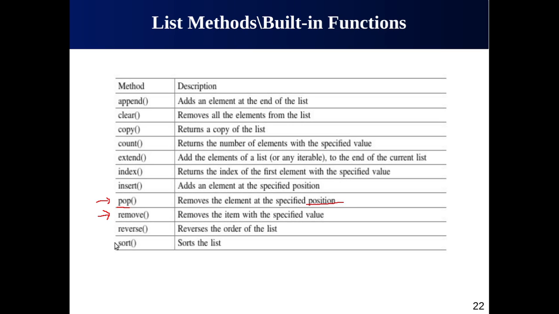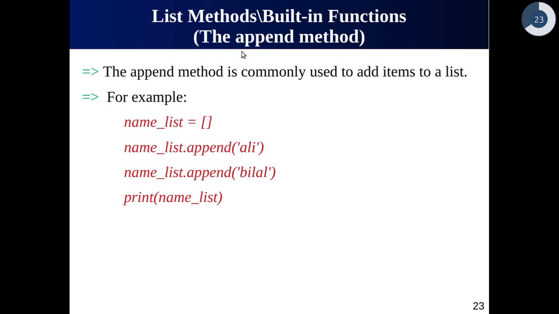And reverse is actually the opposite of sort. You can sort the elements of the list with the help of the sort function, and you can print the elements of the list in reverse order with the help of the reverse method. Some of these built-in functions we will see now. Let us see the append method.